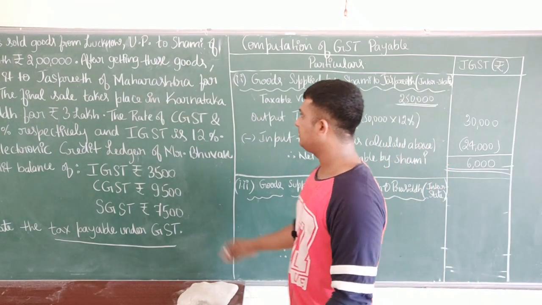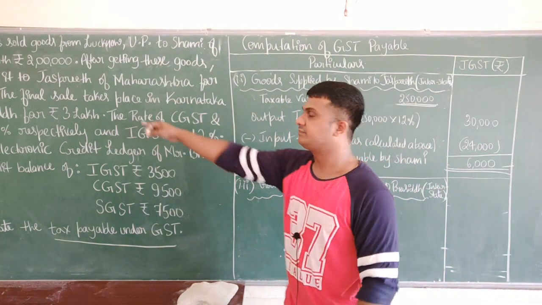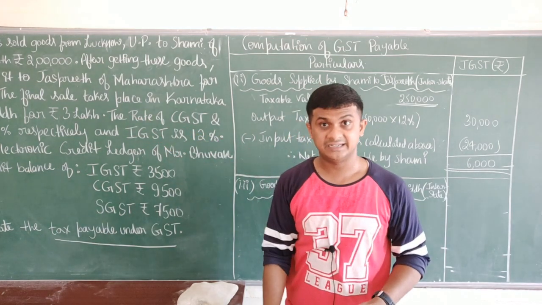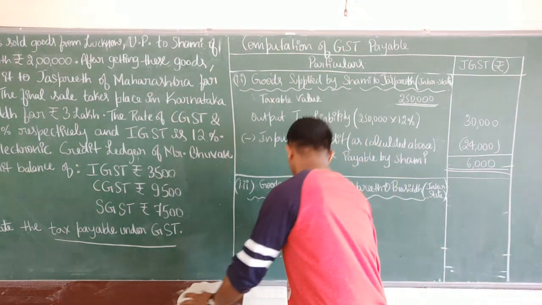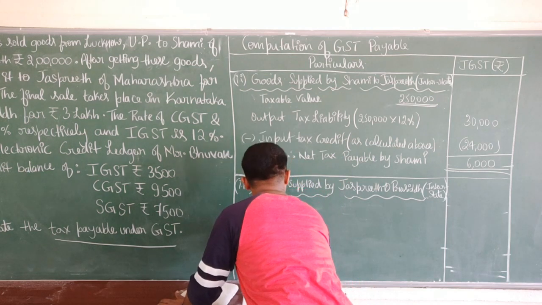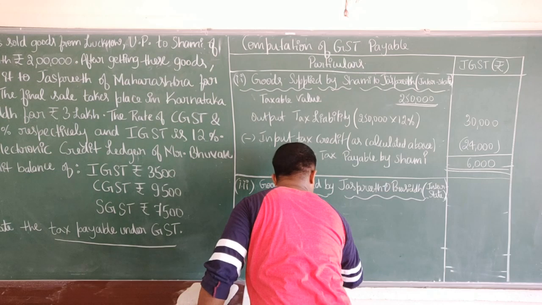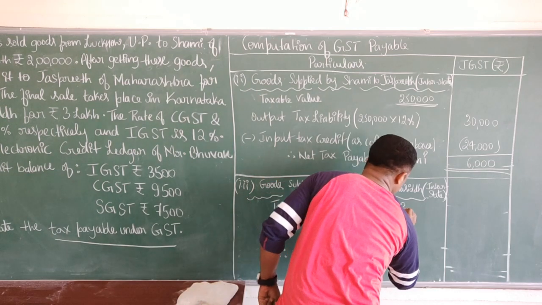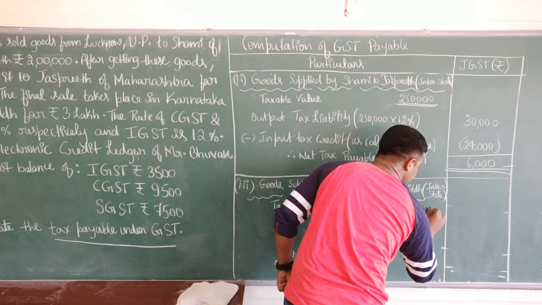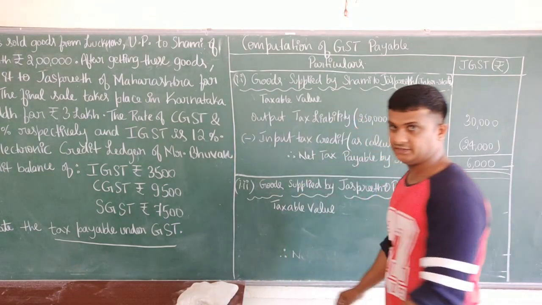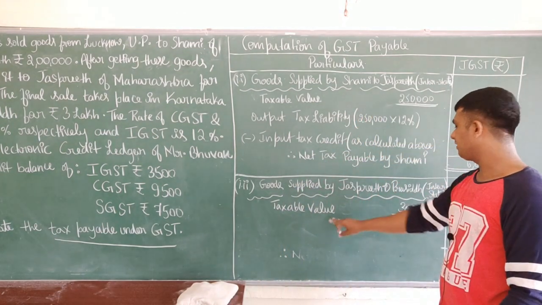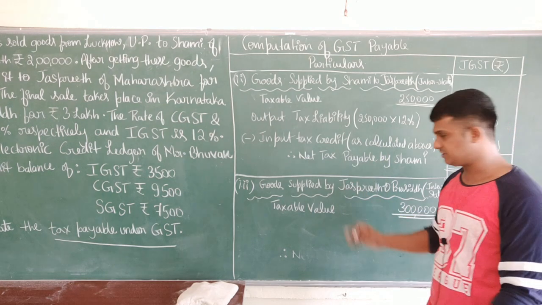So the taxable value of that supply is 3 lakh. So Jaspreet is selling at 3 lakh. So Prasid's taxable value is 3 lakh. I'll be writing in the inside column and drawing 2 lines just for identification. And then we have to calculate the output tax liability of Jaspreet.